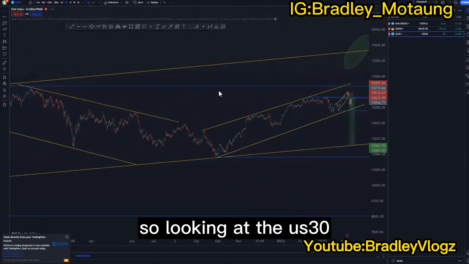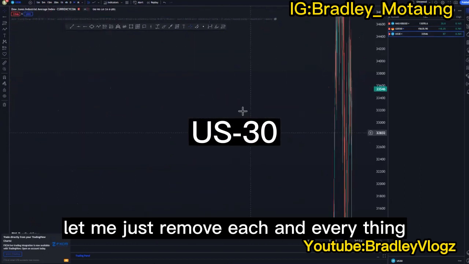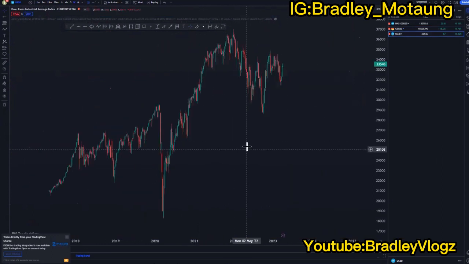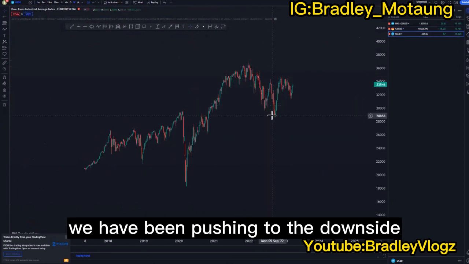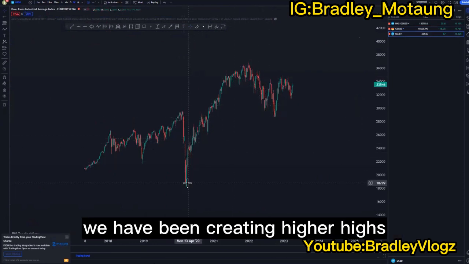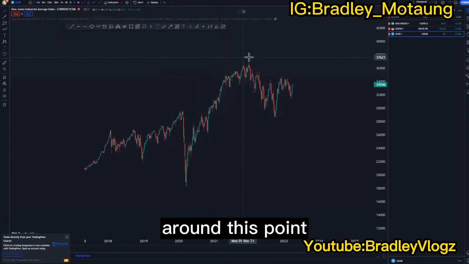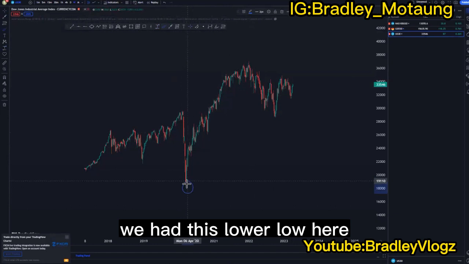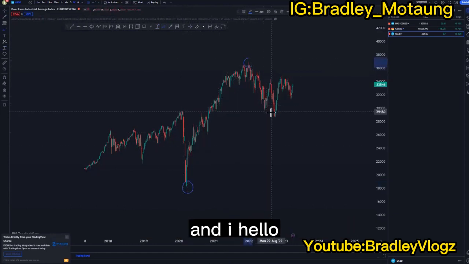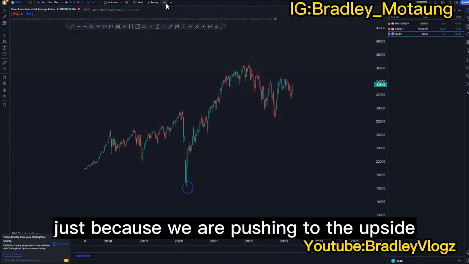So looking at US 30 on the weekly time frame, let me just remove each and every thing. So on the weekly time frame, initially we have been pushing to the downside. We have been creating higher highs. We have this higher high here around this point. We had this lower low here. Then we had the higher high, higher low. And then we expect a higher high, just because we are pushing to the upside.